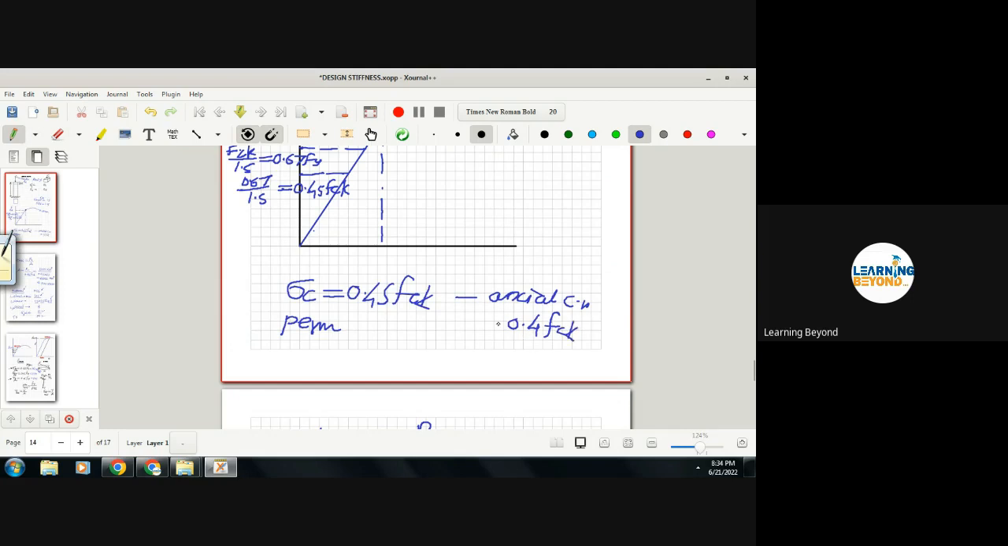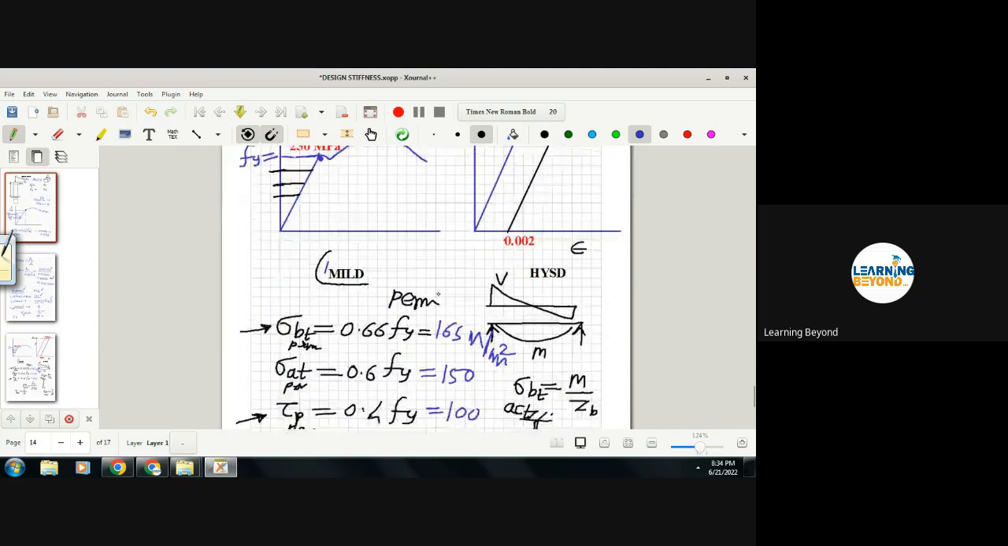Now there will be a lesser value for shear. Definitely yes, it will be less than this. So permissible shear stress will be different for concrete, and permissible axial compression value will also be different for concrete. So they are different, just as in steel, it is the same there also.